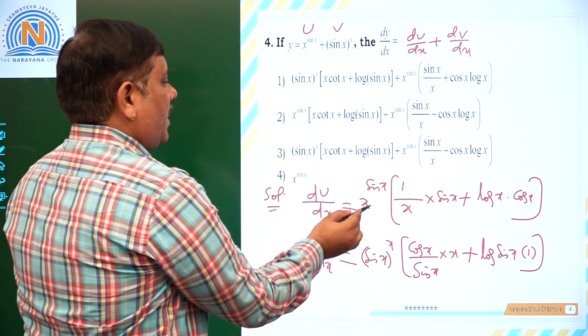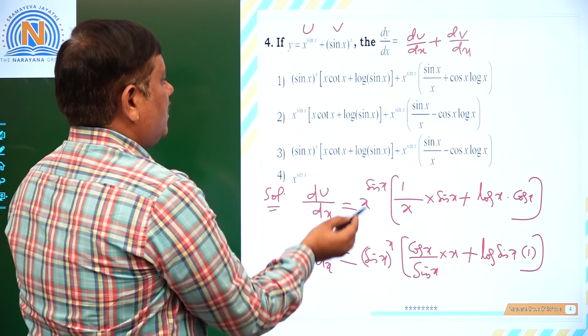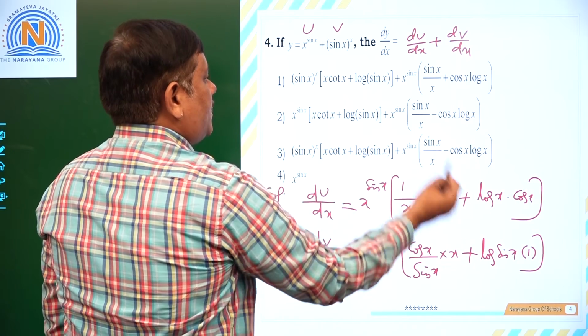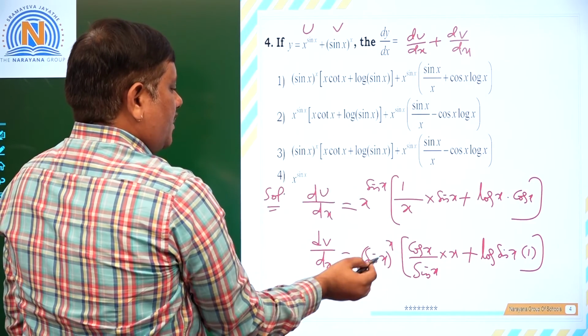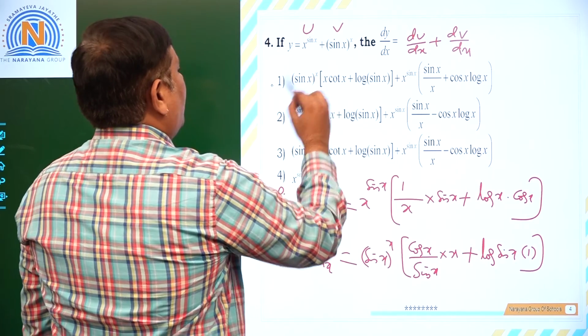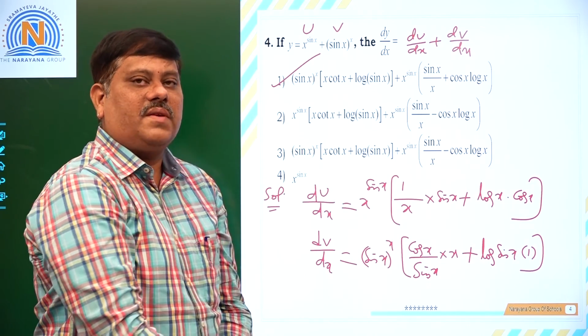So what is that? x power sin x into sin x by x plus log x into cos x. Next term, sin x power x into x cot x plus log sin x. So definitely the first option is the right answer for this question.